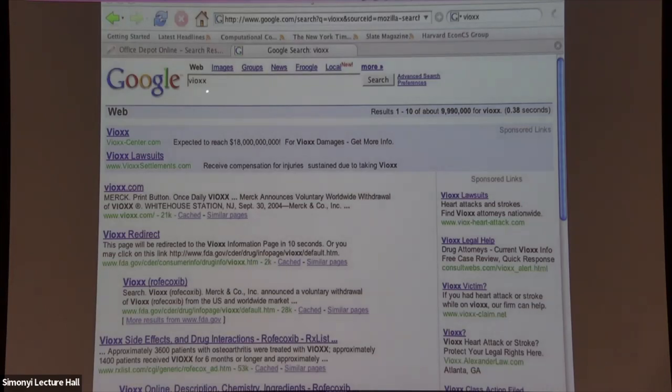When you type a word, say Vioxx, Google gives you these organic search results about Vioxx, and here are advertisements from companies that know that you are thinking about Vioxx and you want something related to it, and maybe one of the companies here has something to offer. It could probably be pharmaceuticals or what have you.